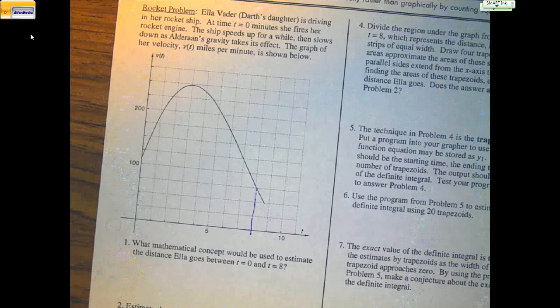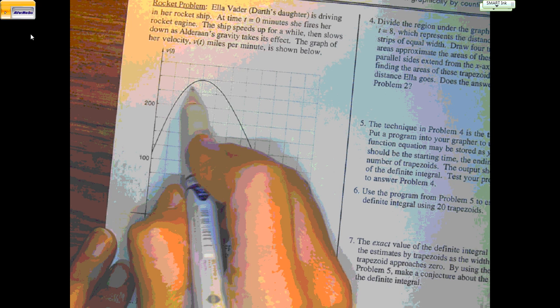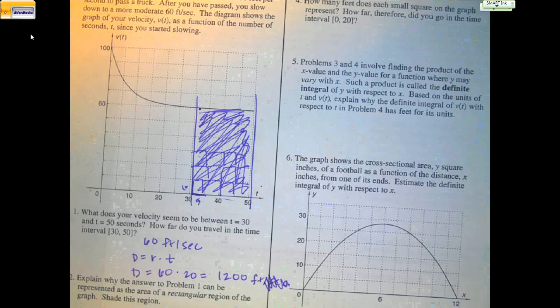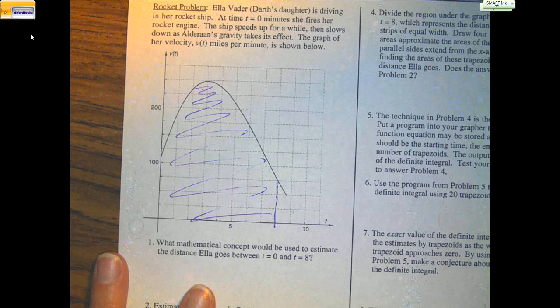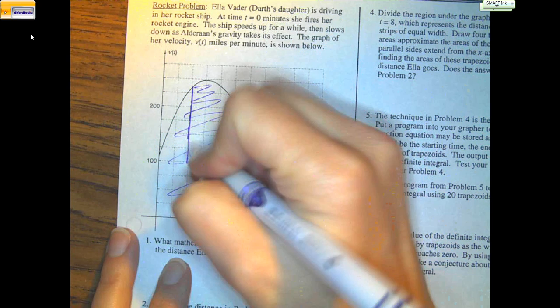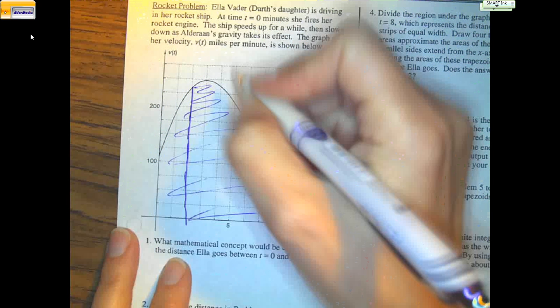On number 1, it says, what concept would be used to estimate her distance between 0 and 8 seconds? We just talked about how it's area under a curve, right? The problem is that over here, it was pretty easy because it made pretty much a rectangle. You guys know how to find area of a rectangle. You probably don't know how to find the area of something bizarre like that and get an exact answer. You could estimate, you could count the boxes and then multiply it by how many square units each box is, and that would get you there, but that would be an estimation. There's even a closer estimation if we say, okay, I'm going to divide this into 4 sections, so go ahead and divide yours into 4 sections.